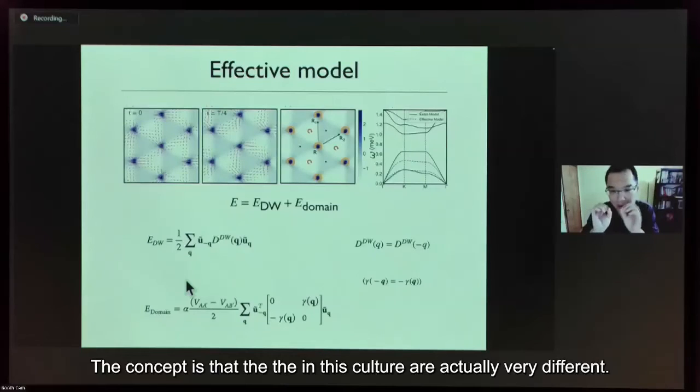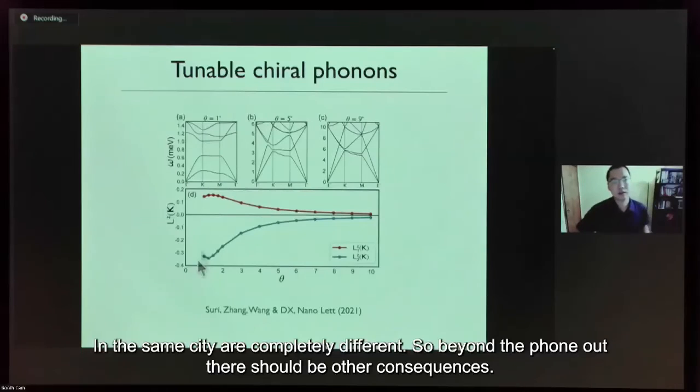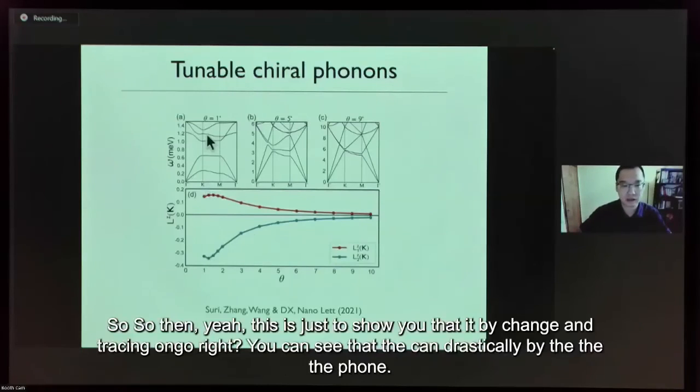Their symmetries are completely different. So beyond the phonons, there should be other consequences as well. This just shows you that by changing the twist angle, you can drastically modify the phonon structure. You can also change the orbital angular momentum of those chiral phonons.